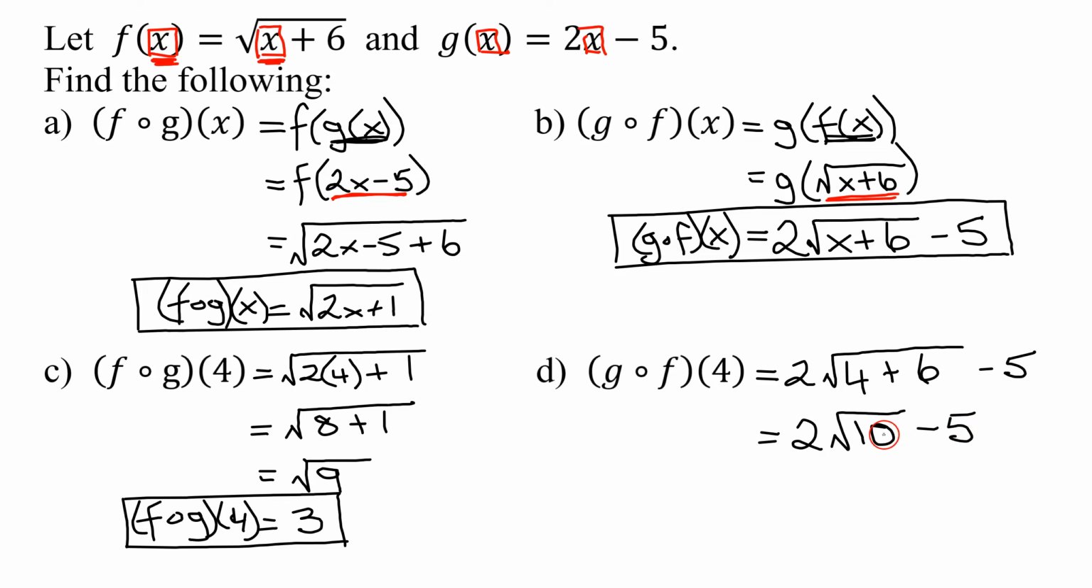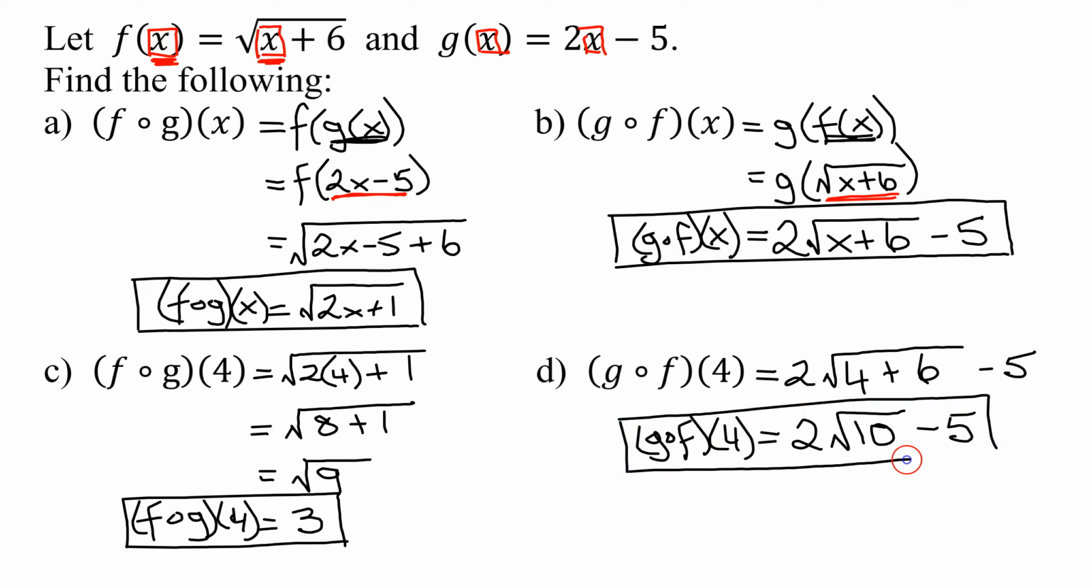No, the 10 is just 2 times 5. There's no perfect squares hidden in there. I cannot combine the 5 with the 10 because the 5 is outside the radical, the 10 is inside. So g composed with f of 4 is equal to 2 times the square root of 10 minus 5.